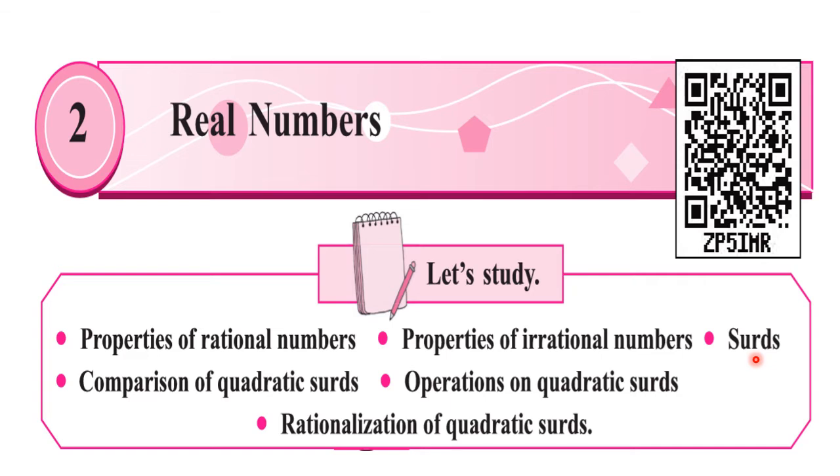Then we have learnt about similar surds or like surds. That means the surds in which the irrational factor is same, and in that irrational factor also the order of that irrational factor and the radicand also must be equal. Then the surds are said to be like surds, that we have seen. Now we are moving towards the next topic, that is comparison of quadratic surds.